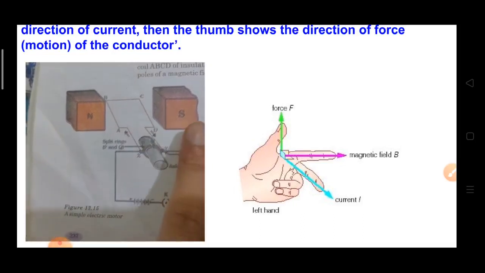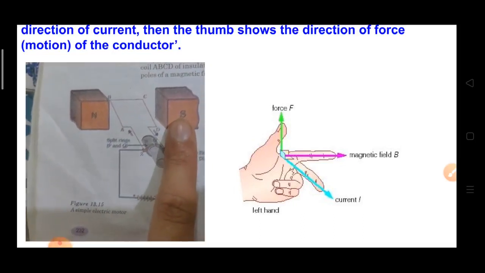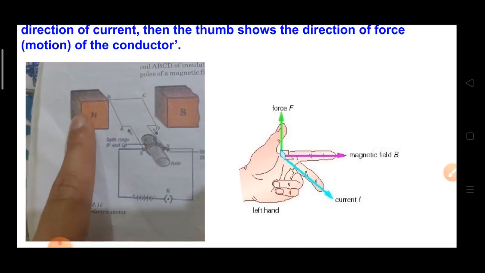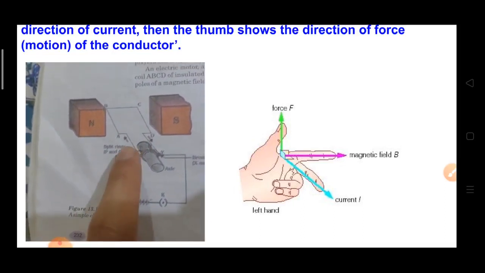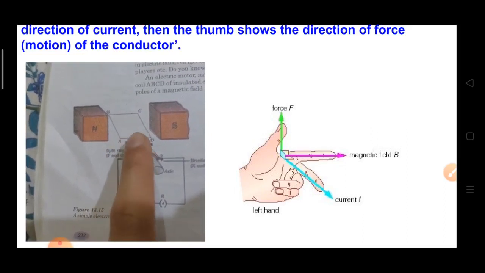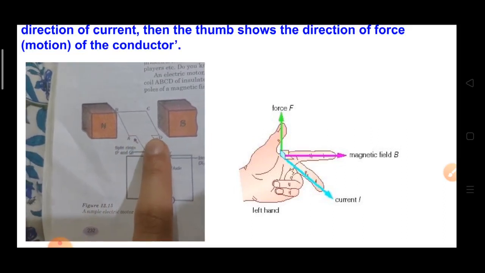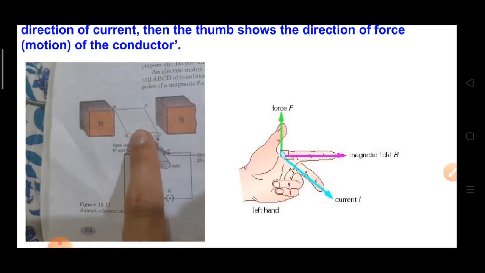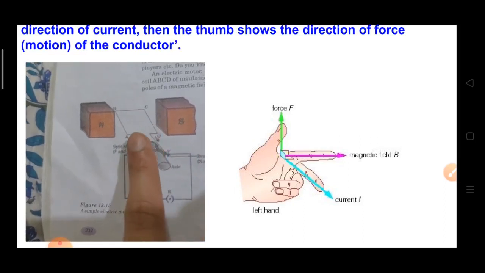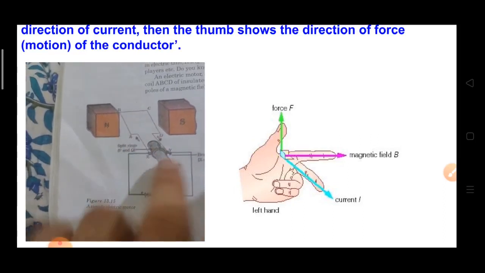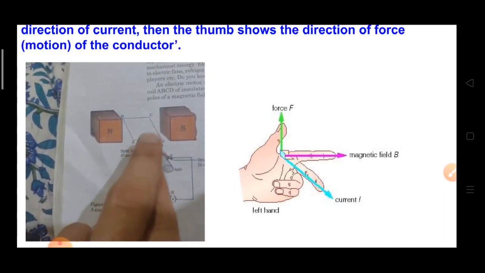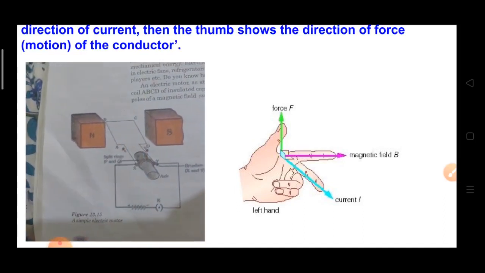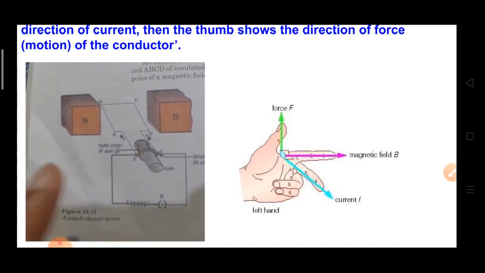So there are two poles, north and south pole of a magnet, so the direction of magnetic field will be north to south. What are we doing in a motor? We are putting an electric conductor, a current carrying conductor, into a magnetic field so that it experiences a force. और जब ये करंट कैरिंग कंडक्टर फोर्स एक्सपीरियंस करेगा सो इट विल स्टार्ट रोटेटिंग. इस फंक्शन पर ही जो है मोटर काम करती. So what is this actually?